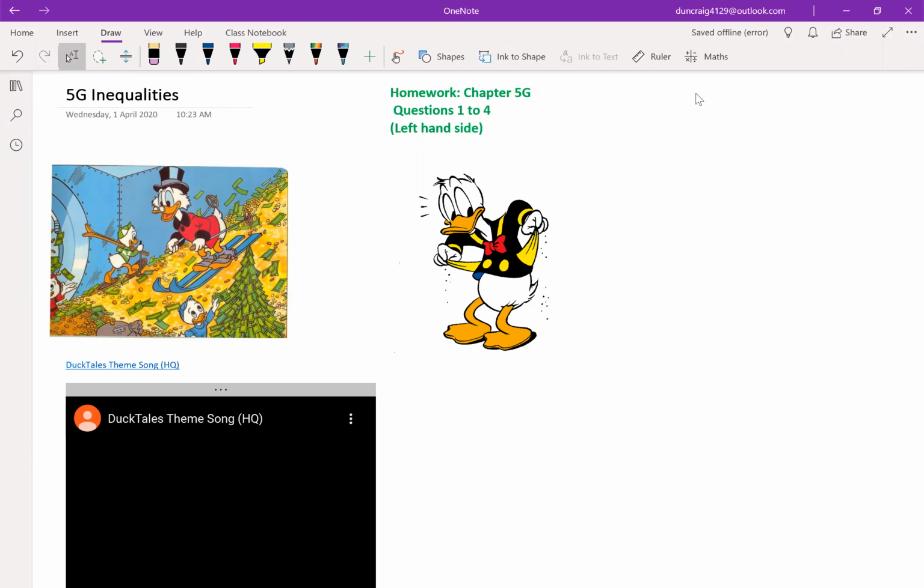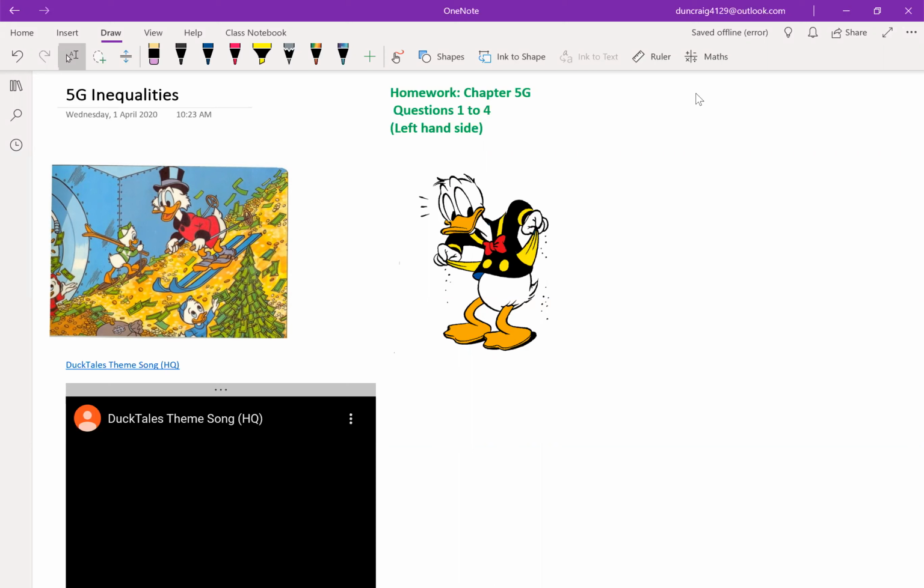Hello, lovely year nines. So today what we're looking at is inequalities. We have been looking at equations, but today we're looking at inequalities. You might be thinking, well, what is an inequality? You've probably heard of the term inequality, and I've got a good example here.